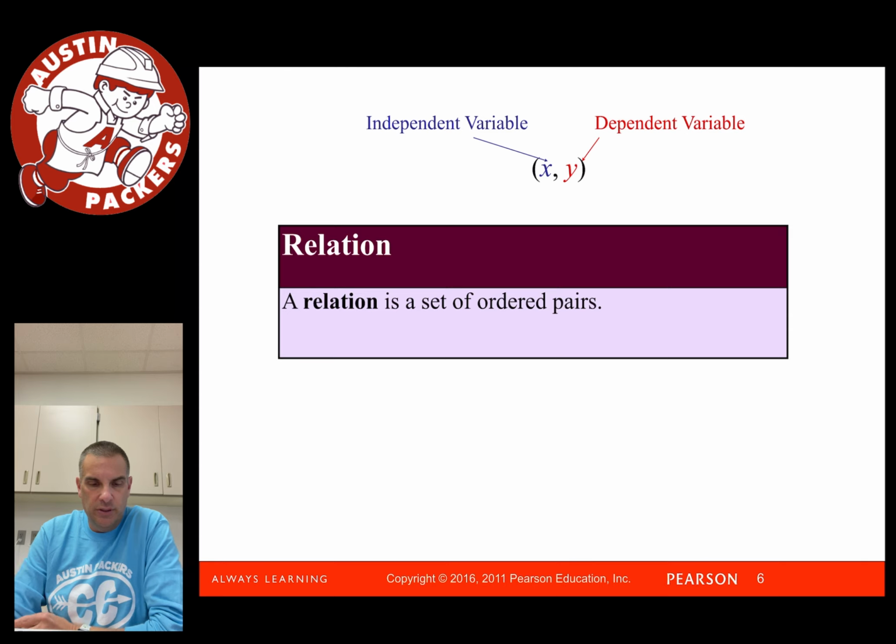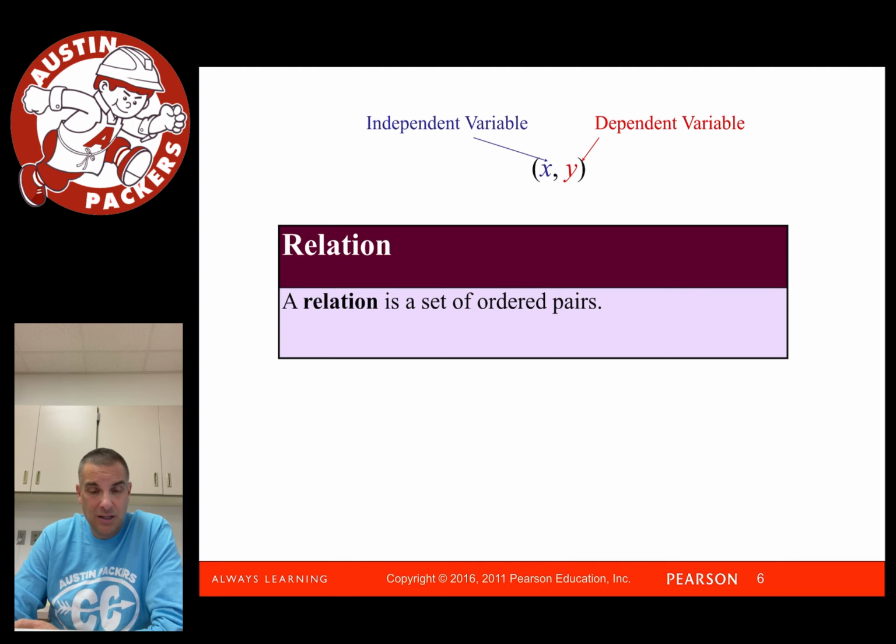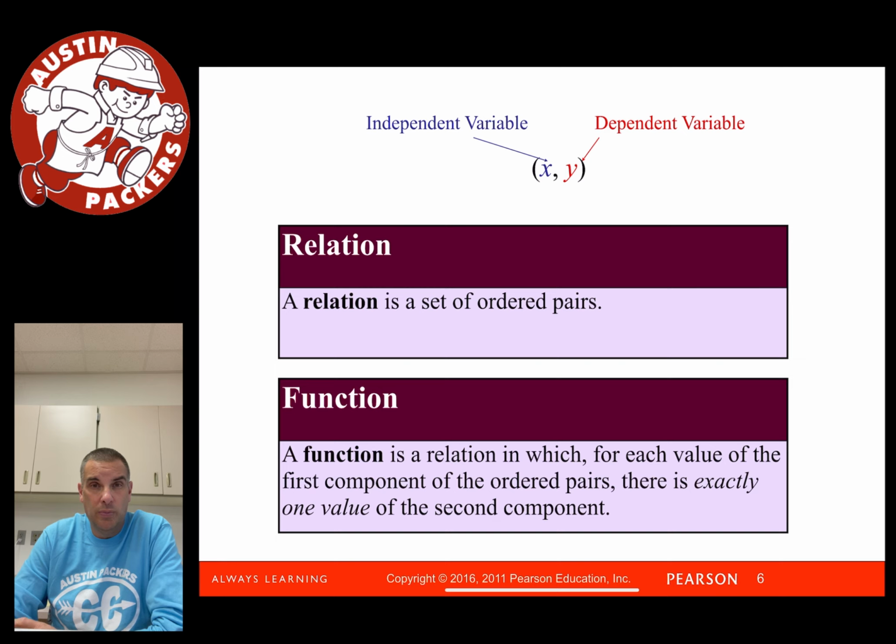So there's two types of ordered pairs. We can have a relation. A relation is a set of ordered pairs, and that's what a relation is. It's just a set of ordered pairs. So (3, 5), (7, 8), (2, 1). That's an example of a relation. A function is a little bit different than a relation. A function is a relation.